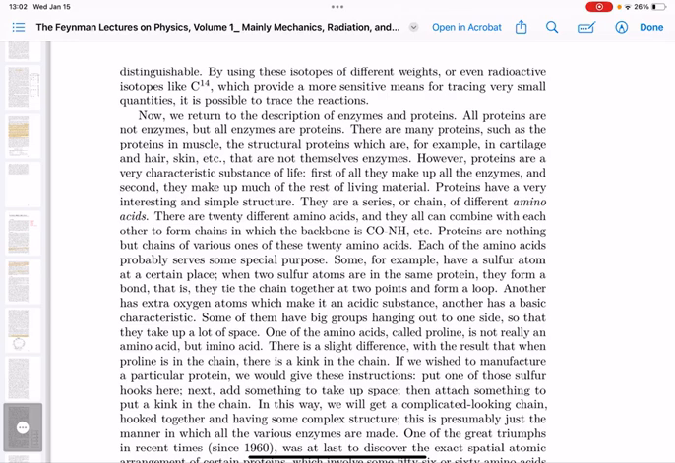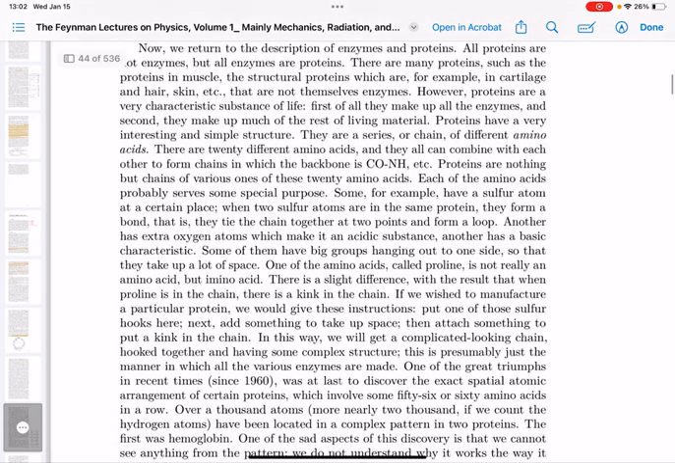Isotopes of different weights, or even radioactive isotopes like C14, which provide a more sensitive means for tracing very small quantities. It is possible to trace the reactions. Now we return to the description of enzymes and proteins. All proteins are not enzymes, but all enzymes are proteins.